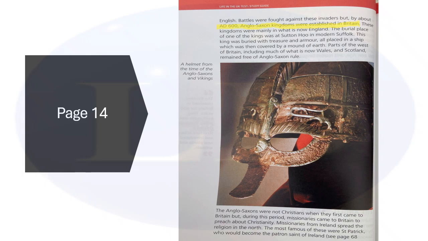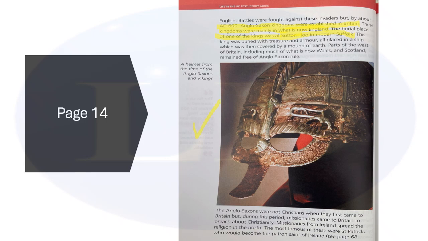So basically, the Anglo-Saxons mostly ruled in today's England. The burial place of one of the kings was at Sutton Hoo in modern Suffolk. Strangely, this is a very important bit, and they ask you the question, where is the burial place of one of the Anglo-Saxon kings? And that is in Suffolk, or Sutton Hoo. This king was buried with treasure and armor, all placed in a ship, which was then covered by a mound of earth. This is the armor.